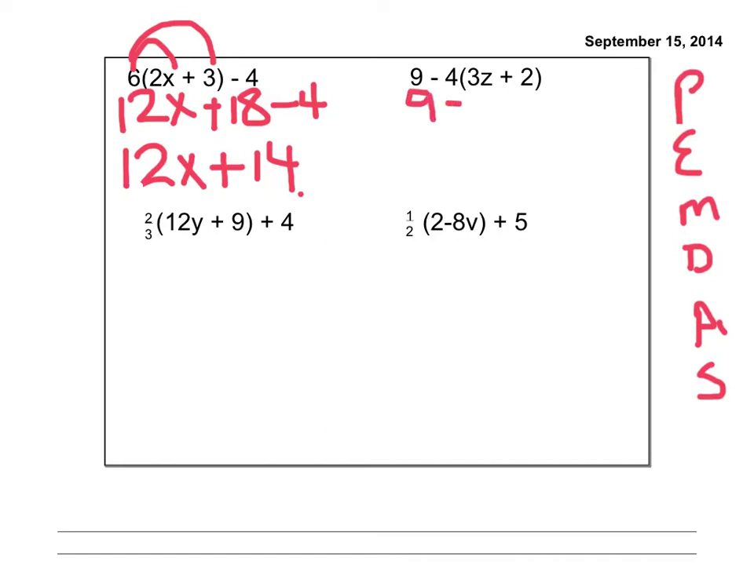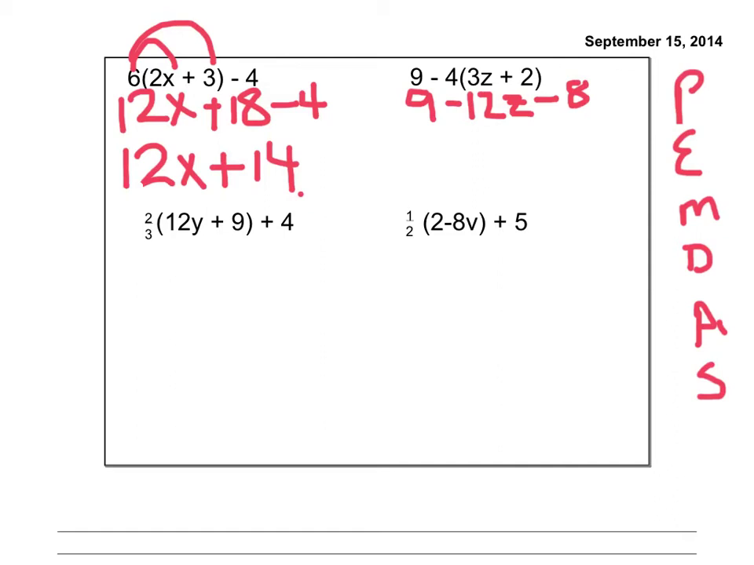See, a mistake a lot of people make is they'll put that negative sign there, and they'll be through with it. But it's really negative 4 times 3z, which gives us negative 12z. And it is also negative 4 times positive 2, which gives us negative 8. And that's where the mistake that most people will make occurs. They will forget to multiply negative 4 times positive 2.